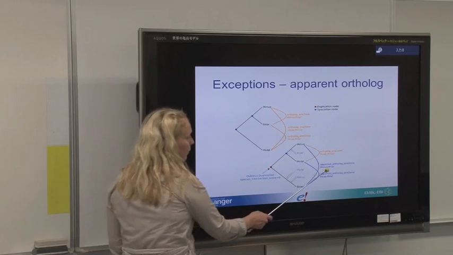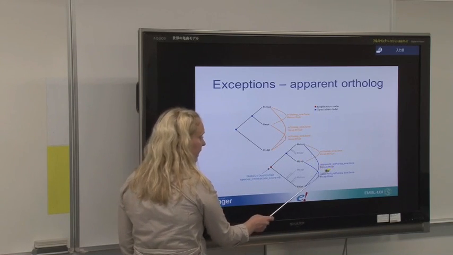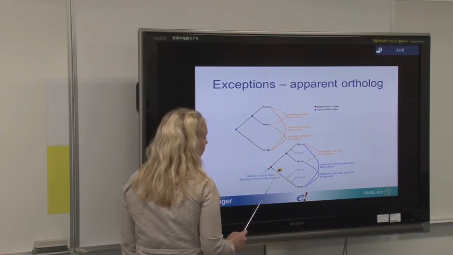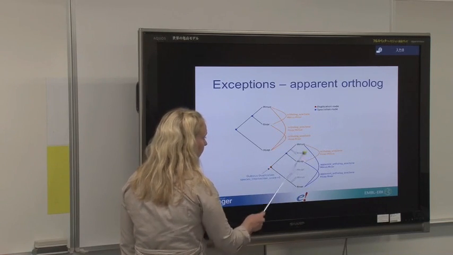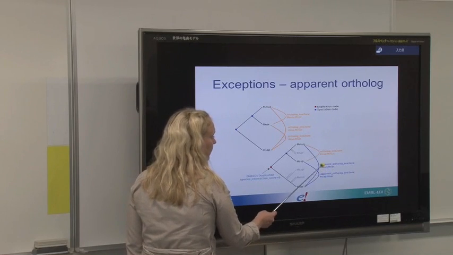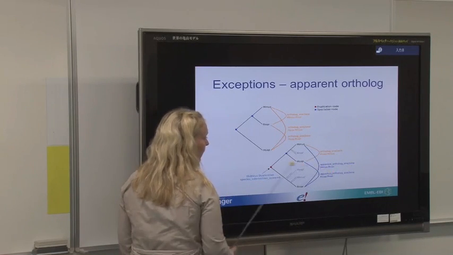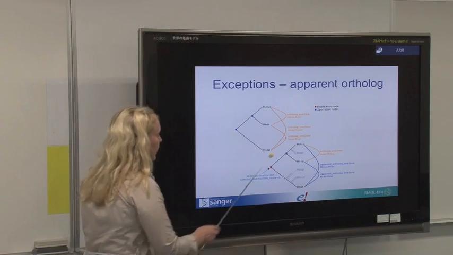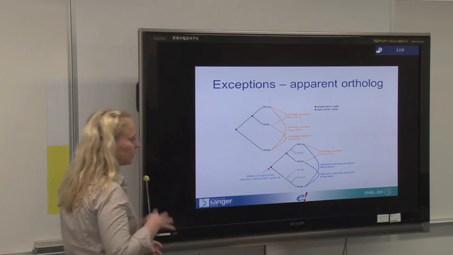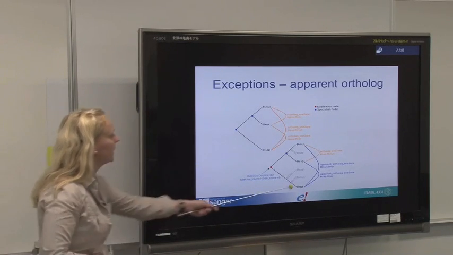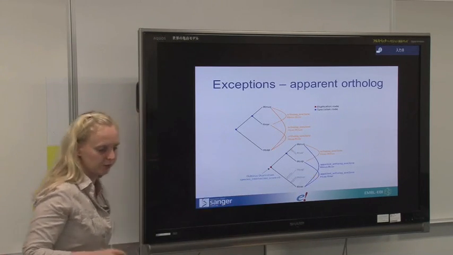So another type you will rarely see, but you may see, is called apparent ortholog 1-1. Even though here's a duplication, and these should be called paralogs, we don't think it's real. So there's a mixed up term which is called apparent ortholog 1-1. If it's too complicated, don't worry. Basically, all you want are orthologs and paralogs. This is a special case and doesn't happen too often.